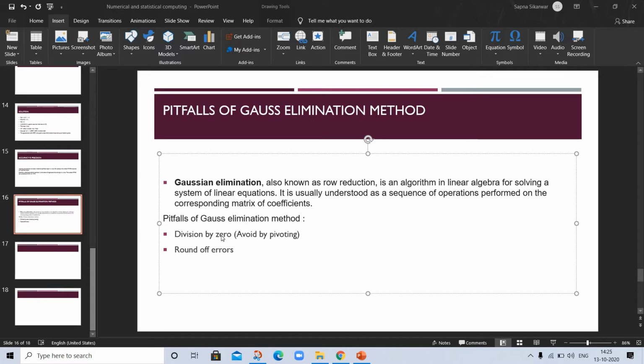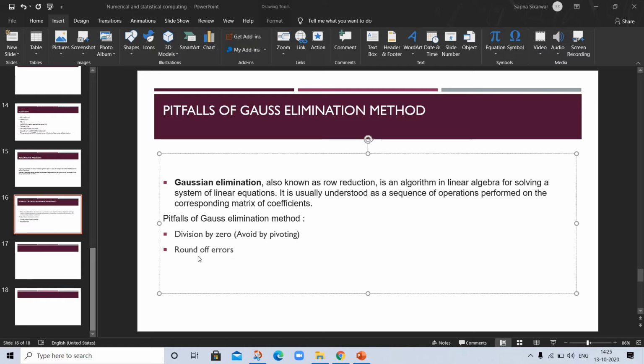So during the first forward elimination step, the coefficient is 0, and hence normalization would require division by 0. So we can avoid this pitfall by using pivoting.